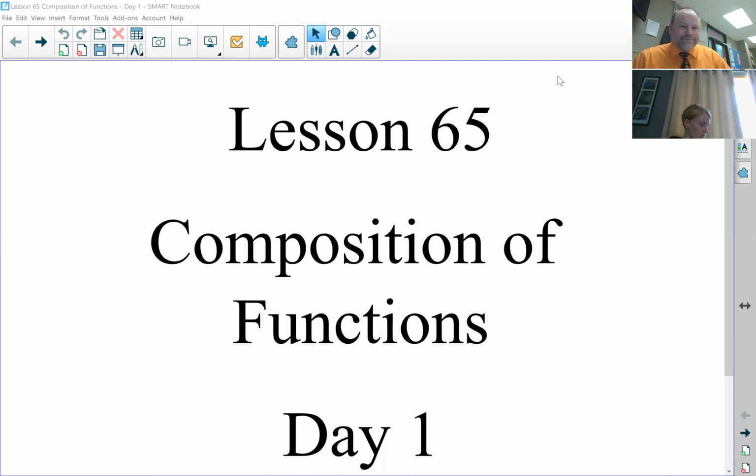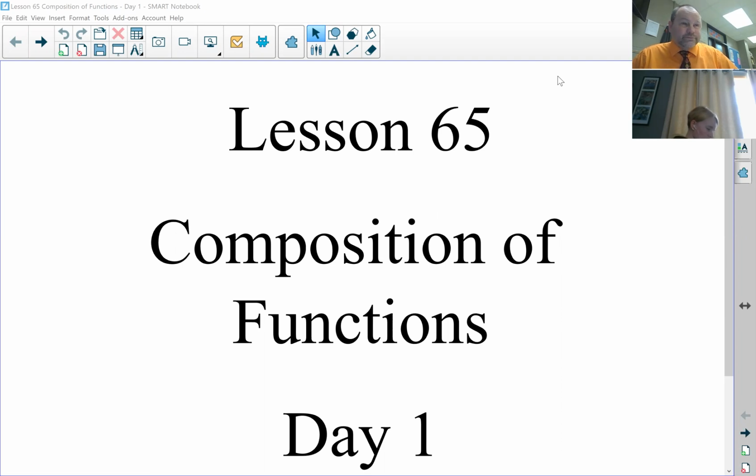So the last, oh, not the last, sorry. We have one other lesson in this chapter. It's a really short chapter, which is kind of nice. So we have composition of functions, which we'll deal with today and tomorrow, and then we have inverses, which we'll deal with Thursday and Friday.